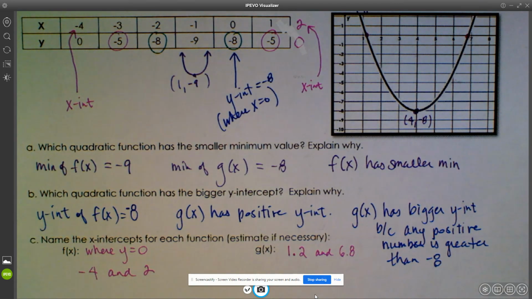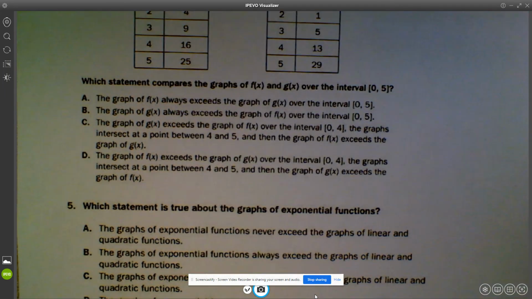All right. So far, so good? Okay. So now we've sort of looked at the background of a graph. We've looked at comparing multiple representations of a function. Now I want to dig deep into maybe some end of course test type questions.